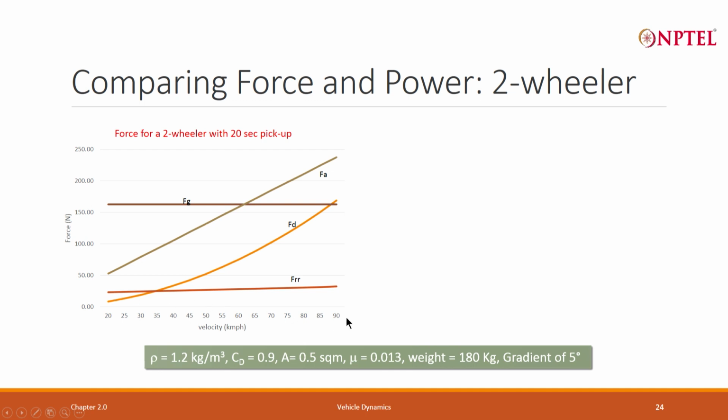Look at the rolling resistance. Rolling resistance is pretty much not a function of velocity, only a very, very mild function of velocity. And the force due to rolling resistance on a reasonable tarmac road is actually small. The force required for a two-wheeler starts at about 25 Newtons, and as velocity goes up it can go to 30 or 35 Newtons, not much more than that. That is not a major force.